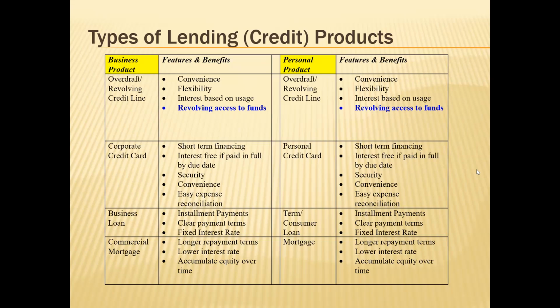Okay. For those of you who have your books, I want you to add this other bullet point: revolving access to funds. And those of you who don't, you'll have the PowerPoint presentation, so you'll be able to add this when you do get your book. Okay, so revolving access to funds. Would anyone want to guess what I mean by revolving access to funds?